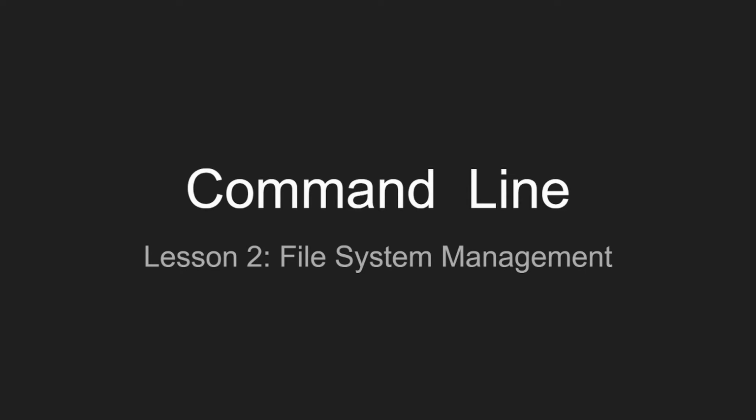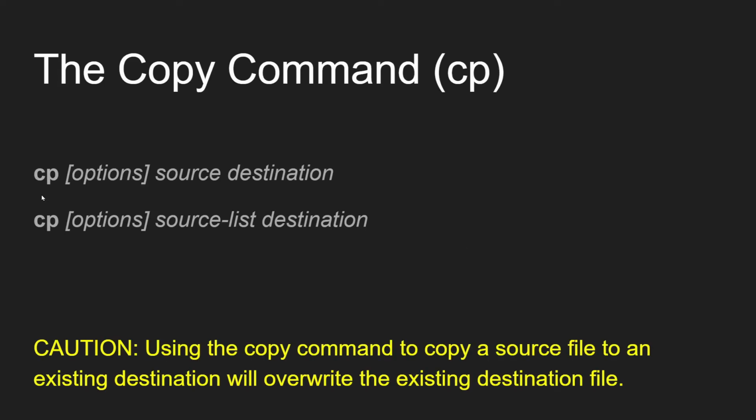Let's get to it. The first command we'll learn to use is the cp command, which is short for copy. The cp command copies a file or directory and has two forms. In the first form, the source argument is the name of the file or directory that cp will copy. The destination argument is the name that cp will assign to the new copy.